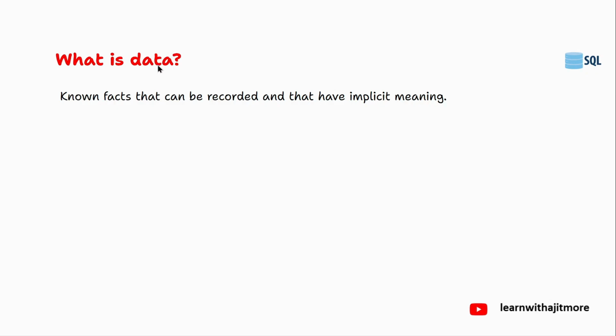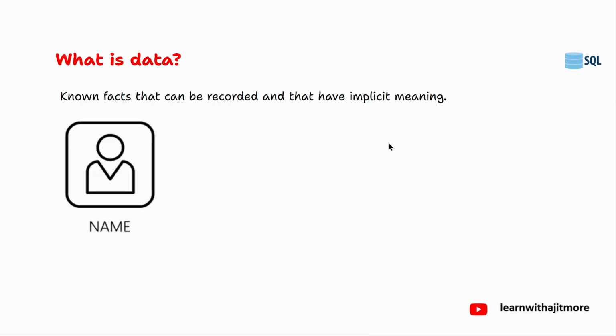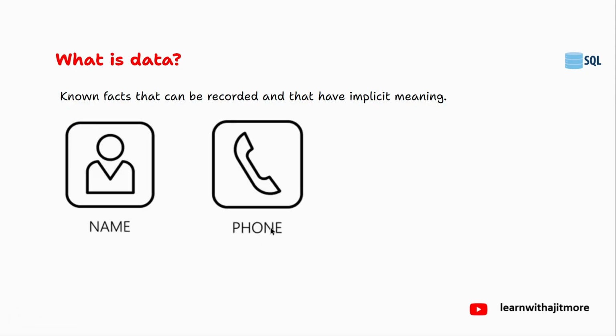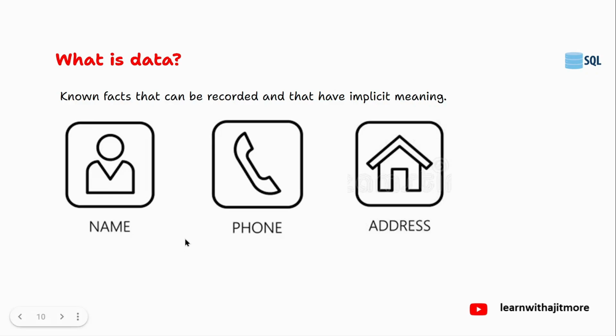Some books say data, which is a raw thing, is data. And from that raw thing, when we extract the useful thing, we call it information. So I generally use both interchangeably. It is up to you. So known facts that can be recorded. Obviously, we are recording in digital form and it has its implicit meaning. Example: name of a person, a phone number, or an address. Everything is data only. Right or no?